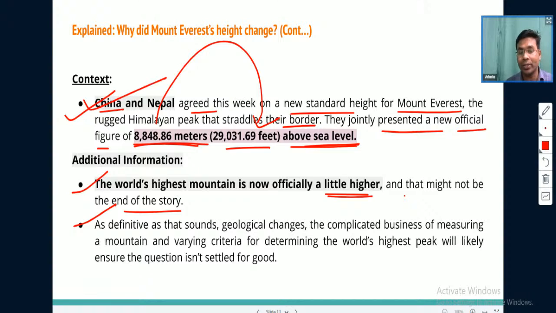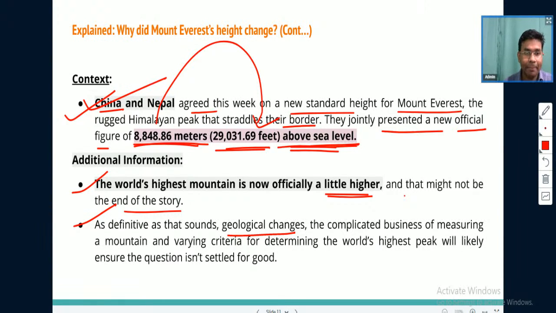Geological changes are very complicated, and measuring the height of a mountain is very difficult. There are varying criteria, set by different countries, to measure the height of mountains. As we can see, the height of Mount Everest is measured with reference to sea level. We are measuring the height of Mount Everest above sea level.